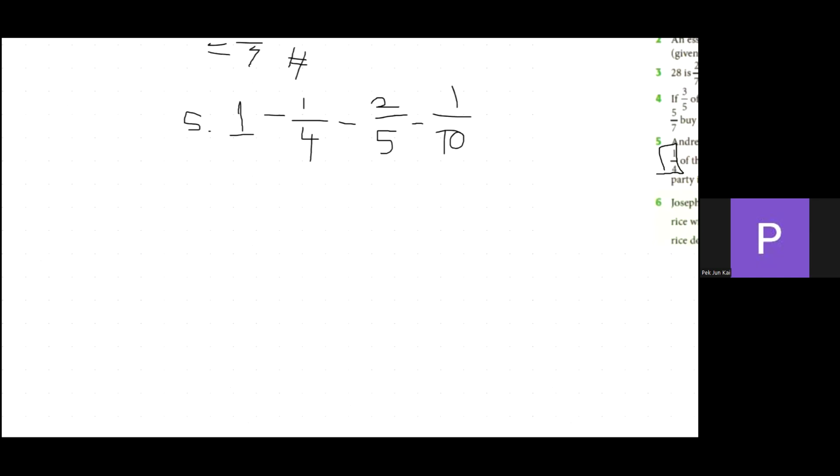So we would make all the denominators the same. So 1 minus. The LCM is 20. So 4 times 5 is 20. 1 times 5 is 5. Minus 5 times 4, which is 20. 2 times 4, which is 8. Minus 10 times 2, which is 20. And 1 times 2, which is 2.